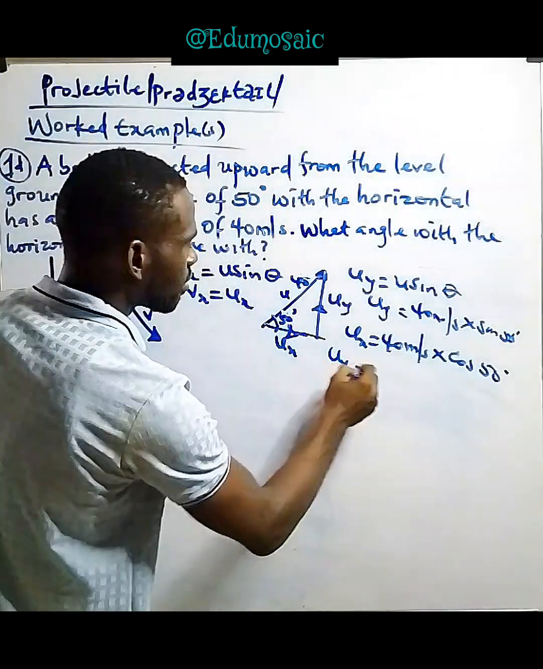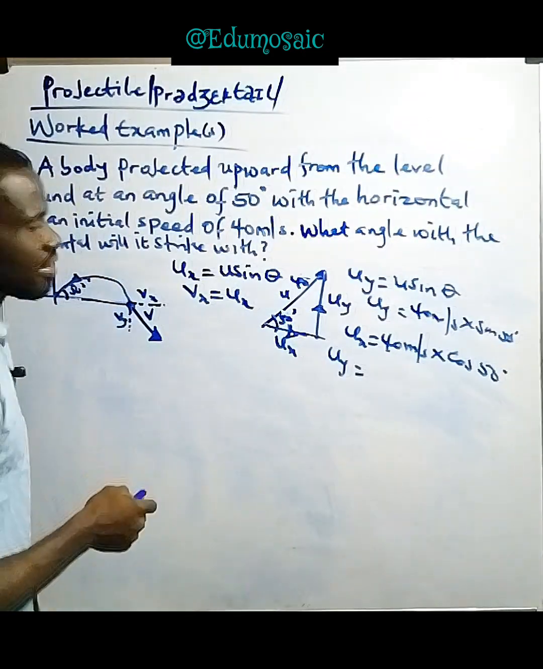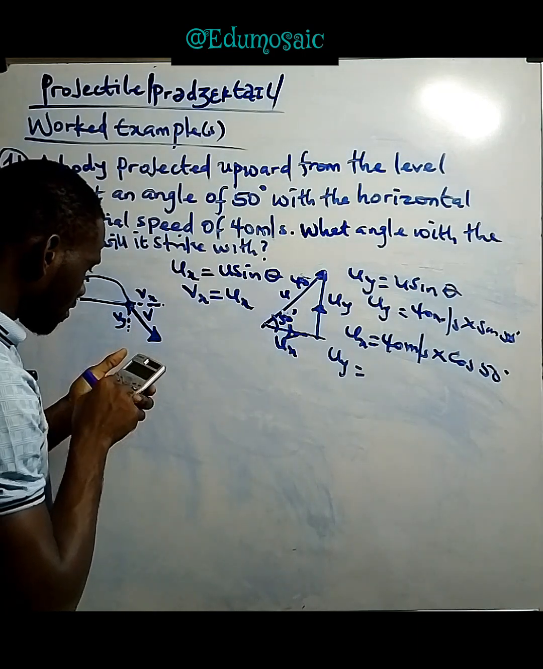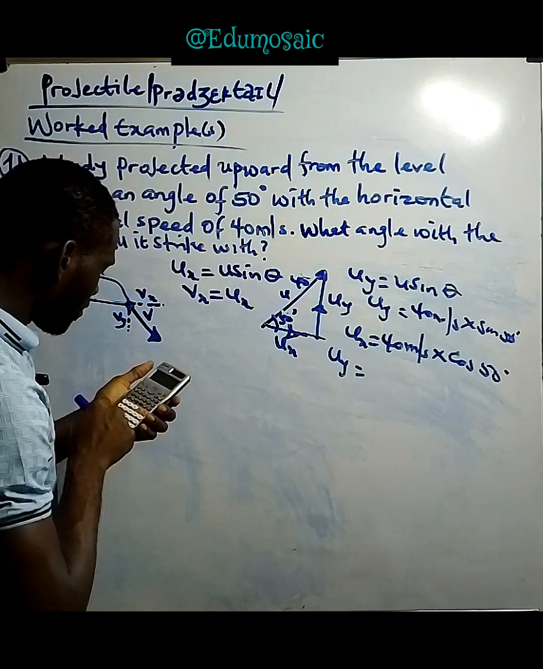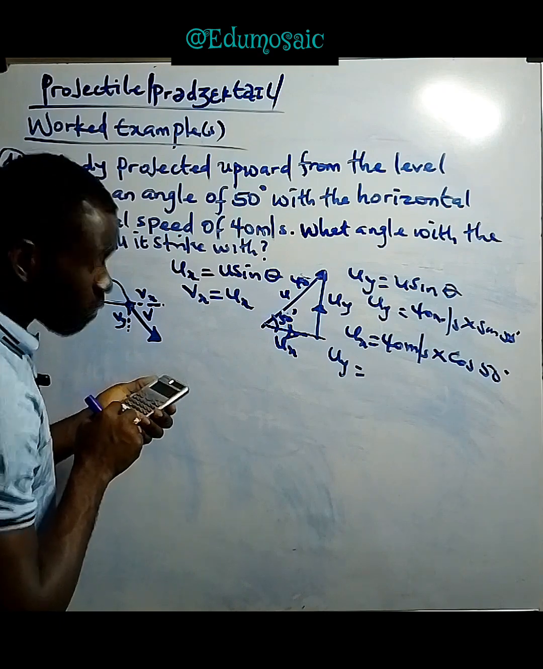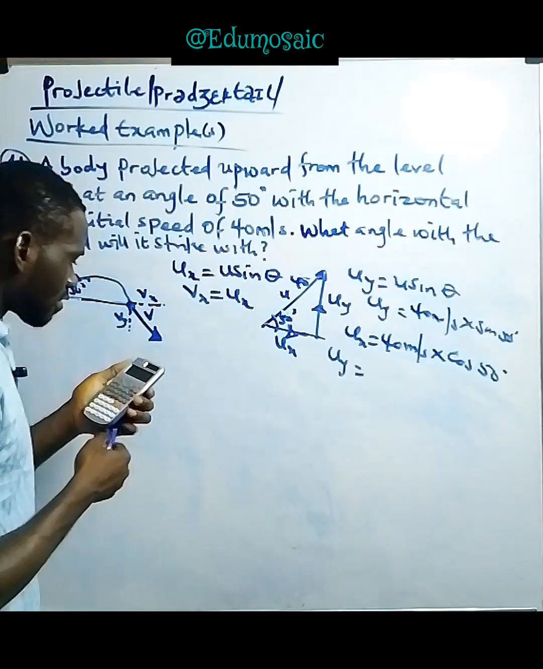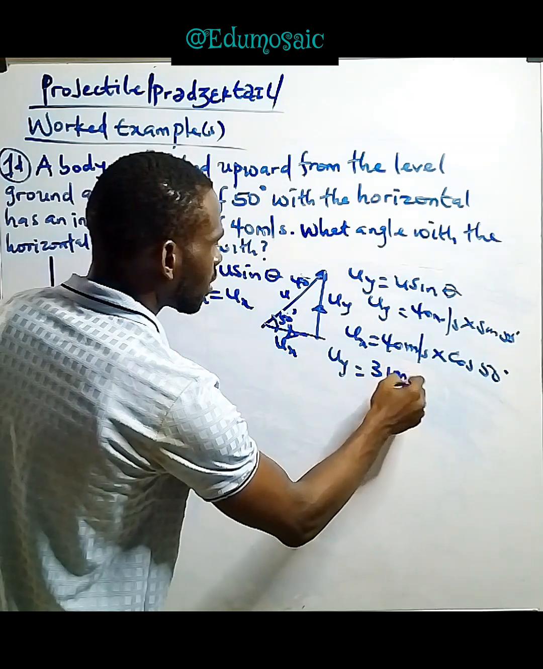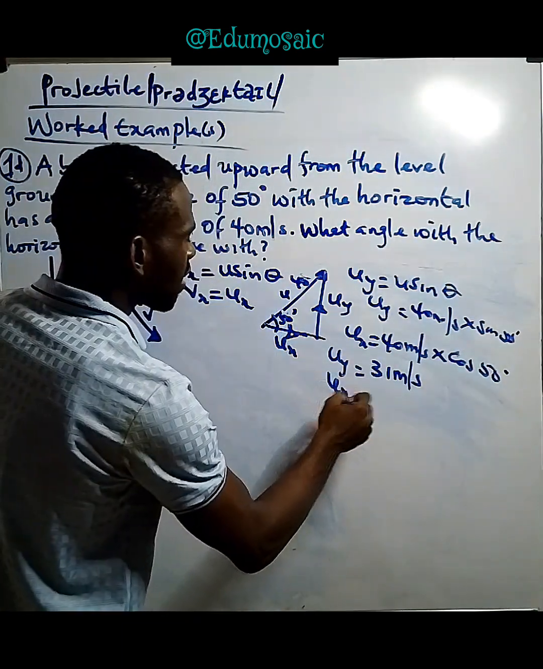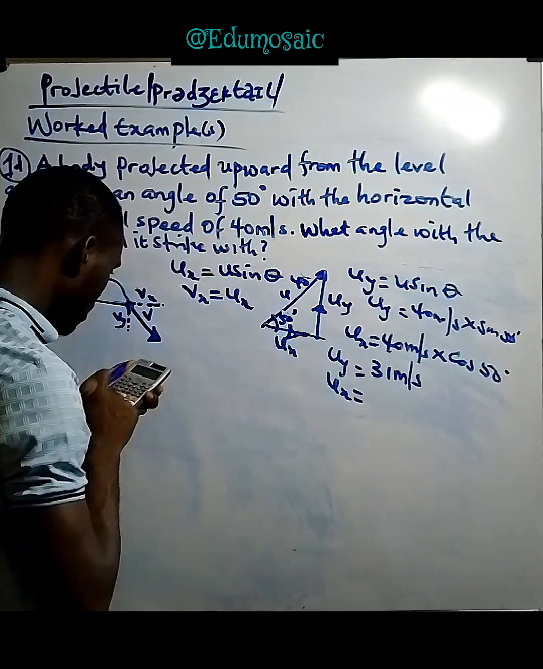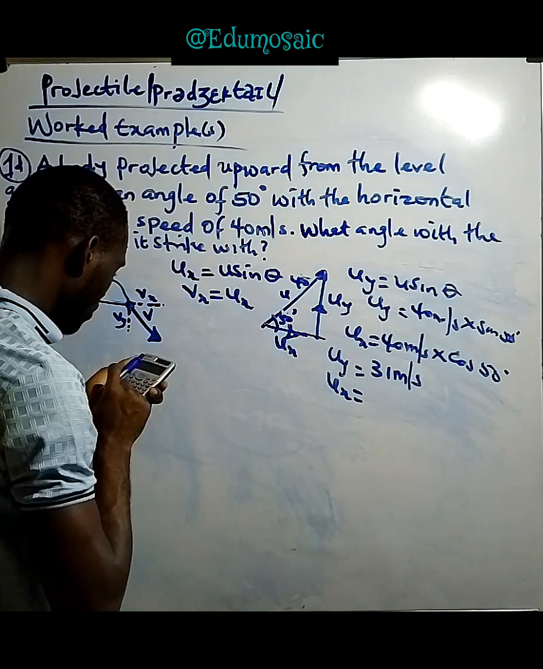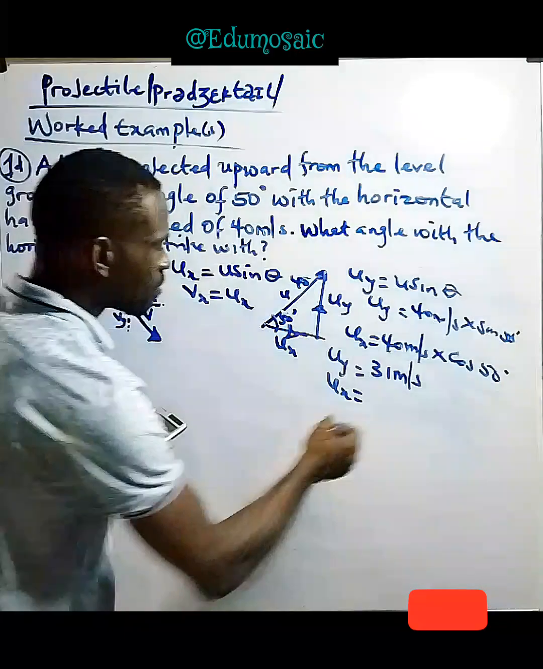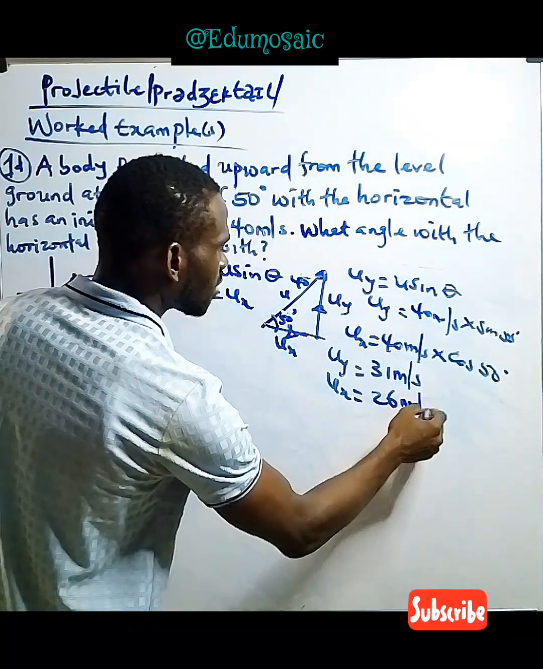The uy is, let's quickly use our calculator to get that done. 40 times sine 50 degrees, the initial speed along the y-axis, will give us 30.64. That's about 30.6, so about 31 meters per second. Along the x-axis, that is 40 times cos 50 degrees. That will give us 25.7, about 26 meters per second.